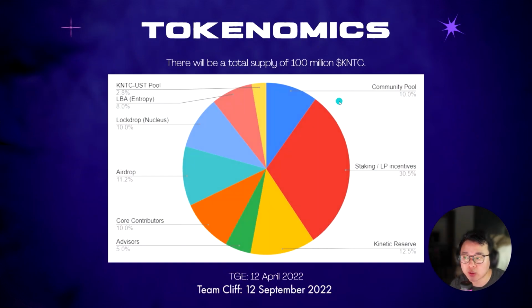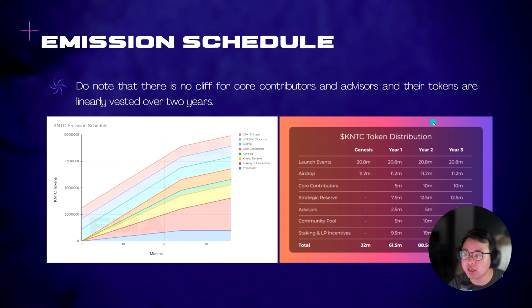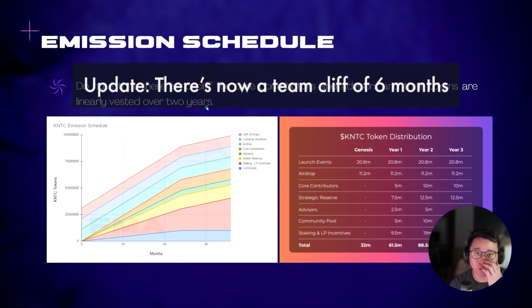Okay, so let's explore the tokenomics. There will be a total supply of 100 million KNTC, and the TGE is 12th of April. If we look at the emission schedule, there is no cliff for core contributors and advisors, and their tokens are linearly vested over 2 years. This can be quite a worrying sign, because then they can technically just keep on selling every single day.